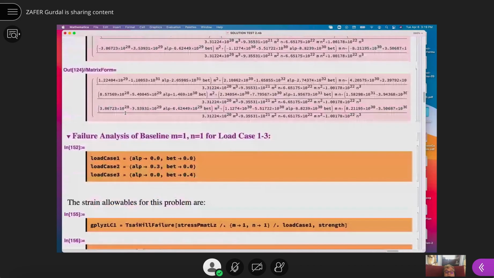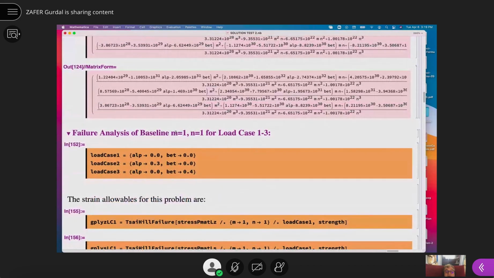So if you want to do the analysis for load cases 1 through 3, I define 3 load cases. Load case 1, when alpha is 0, beta is 0. Load case 2 is when alpha is 0.3, beta is 0. And load case 3, alpha is 0, beta is 0.4.